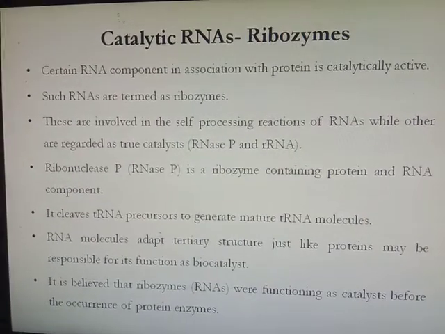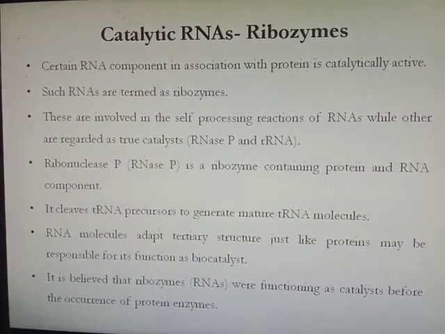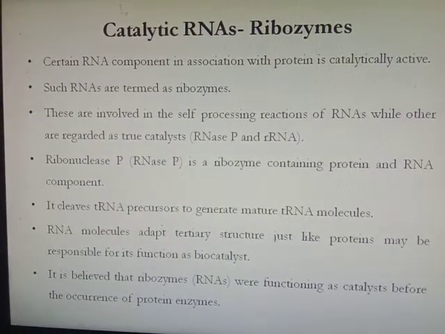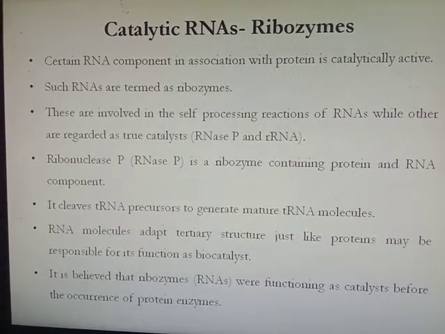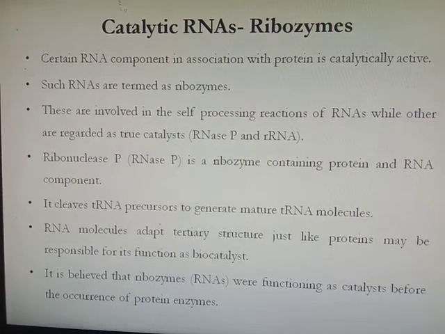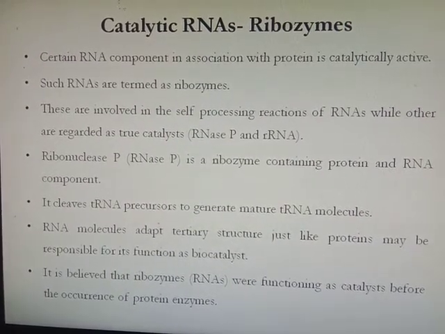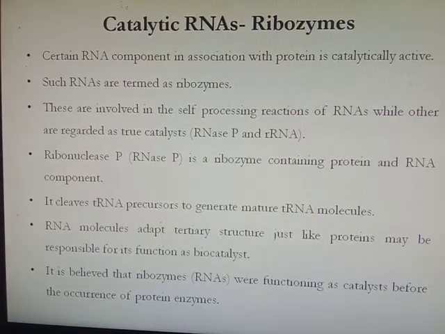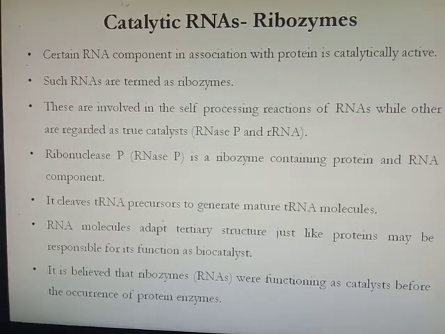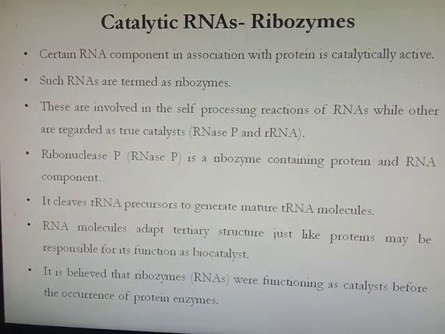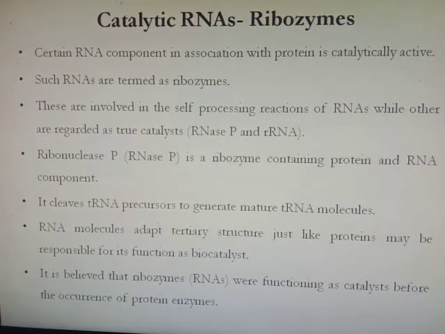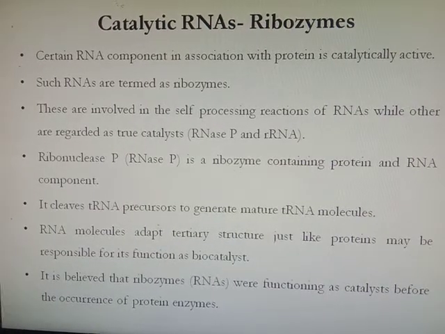Then catalytic RNAs, also called ribozymes, means RNA which is involved in processing like enzymes. Certain RNA components in association with protein are catalytically active. Such RNA is termed a ribozyme. These are involved in cell processing reactions of RNA, while others are regarded as true catalysts, for example RNase P and rRNA. So some RNA, along with protein, are involved in processing, whereas some RNA which are truly only RNA, not along with protein, also help in catalysis or processing. Such RNA is called a true catalyst.